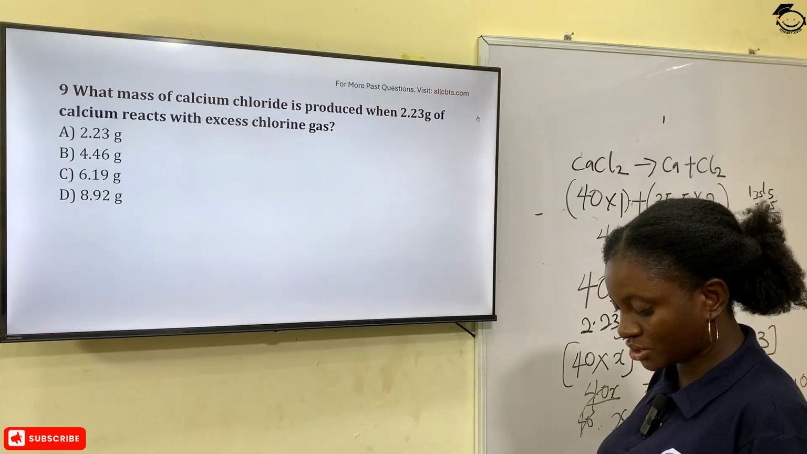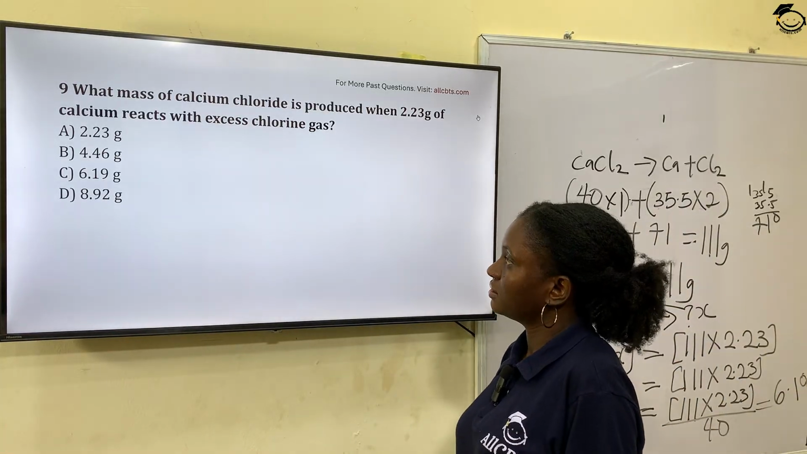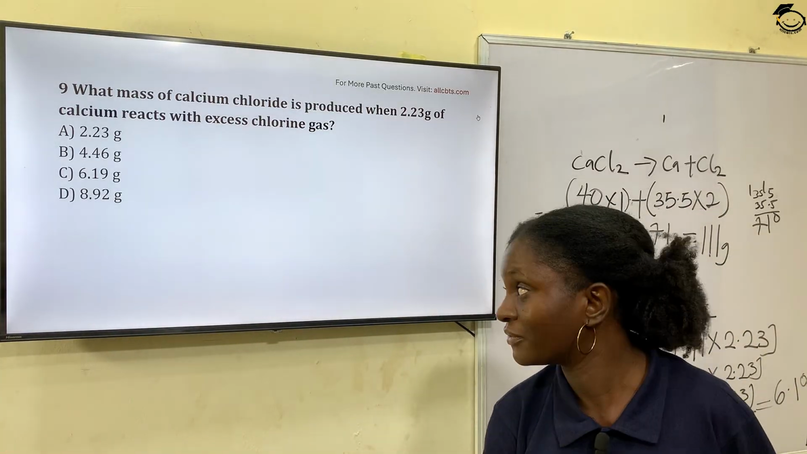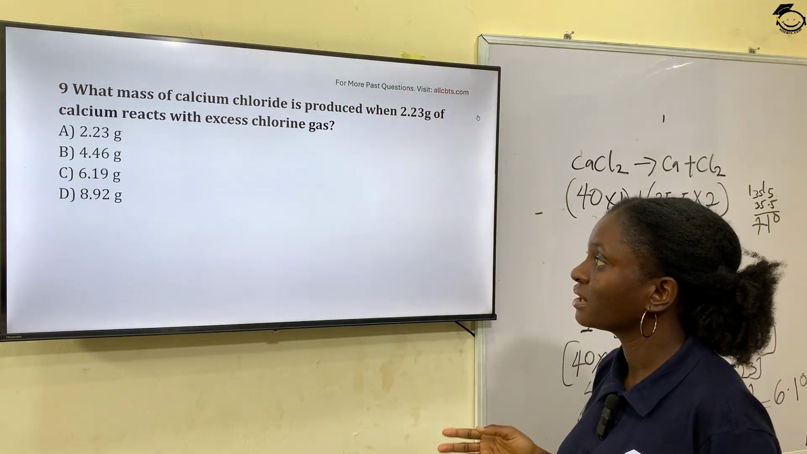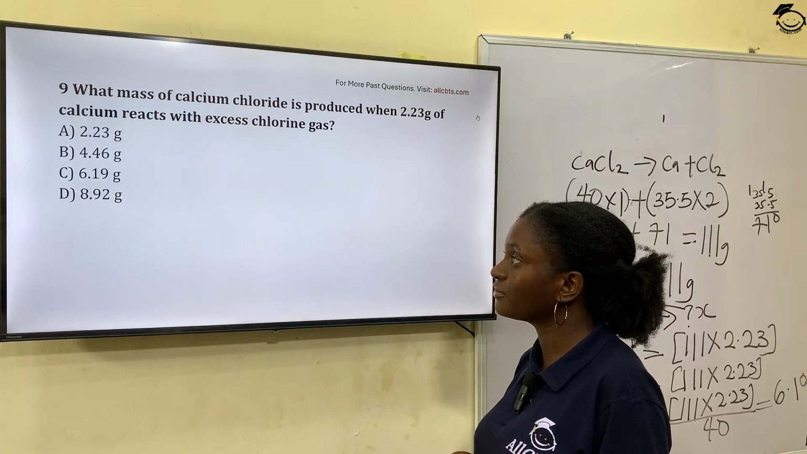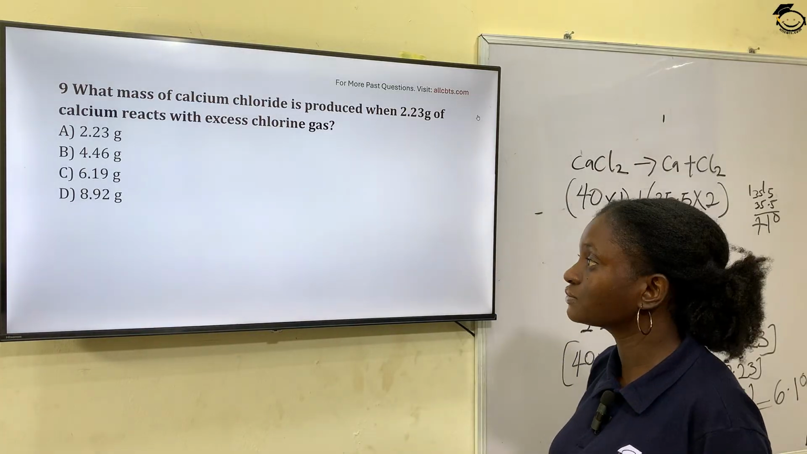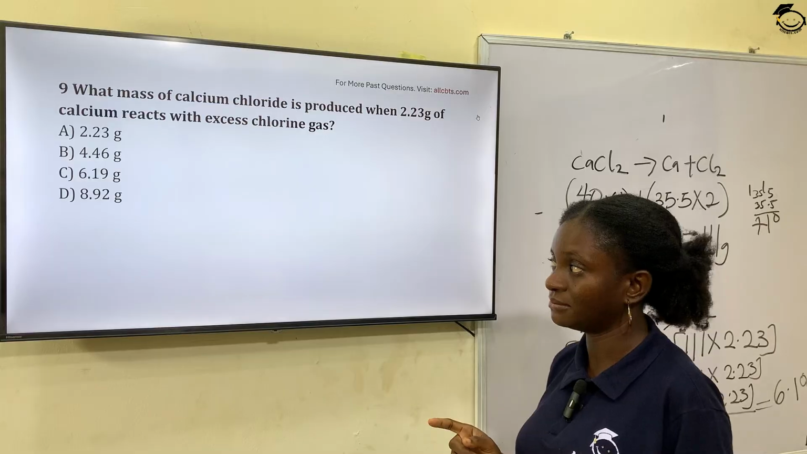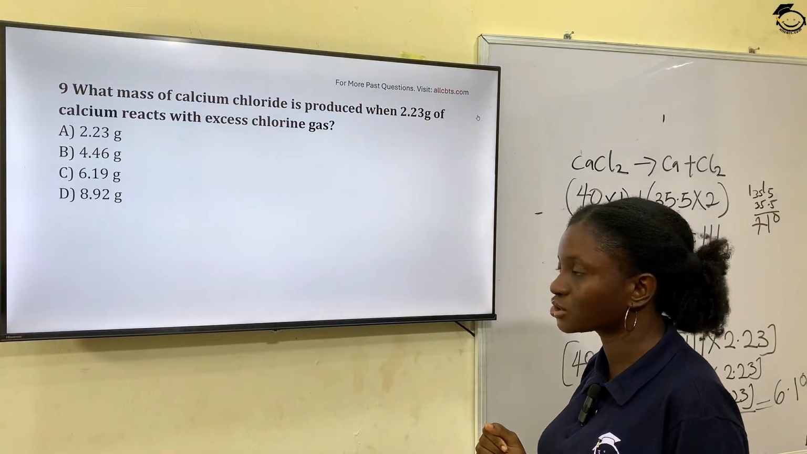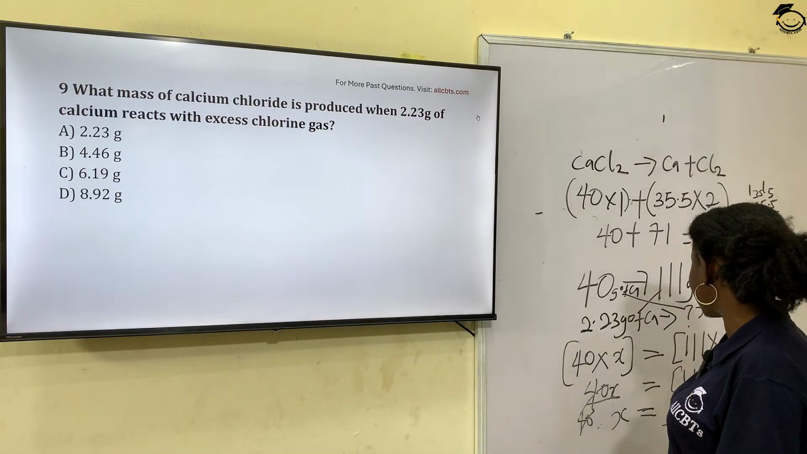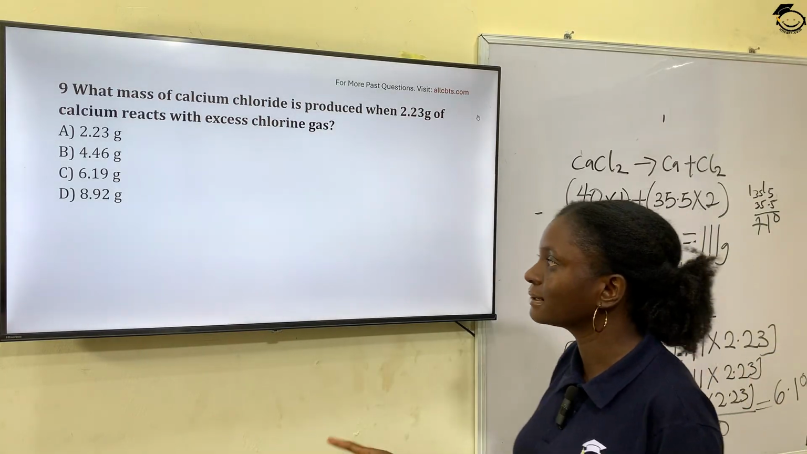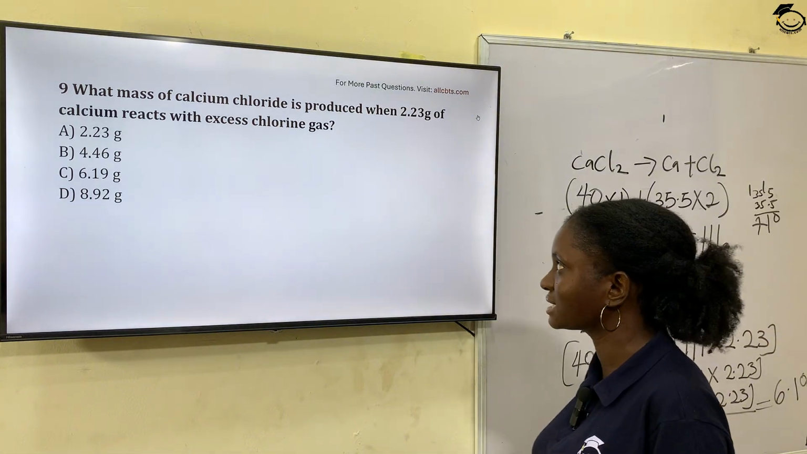So from the options provided, we have 2.23 gram, option A; option B, 4.46 gram; option C, 6.19 gram; option D, 8.92 gram. So from our calculation here, we see that the answer is 6.19 gram. Option C is the correct answer.